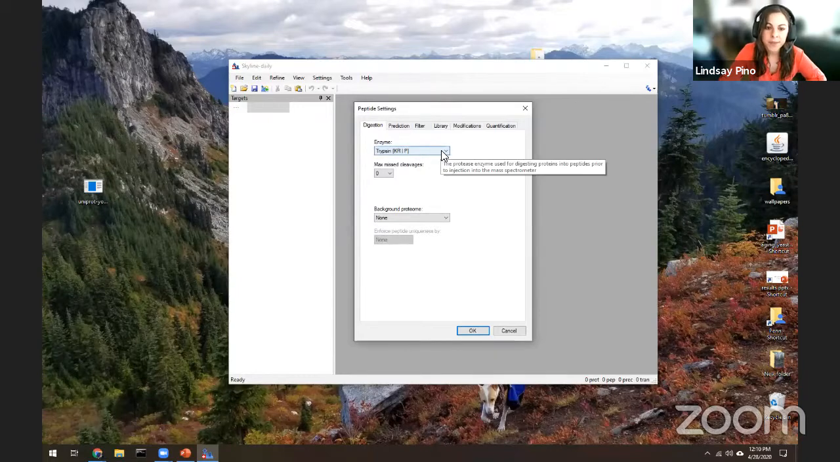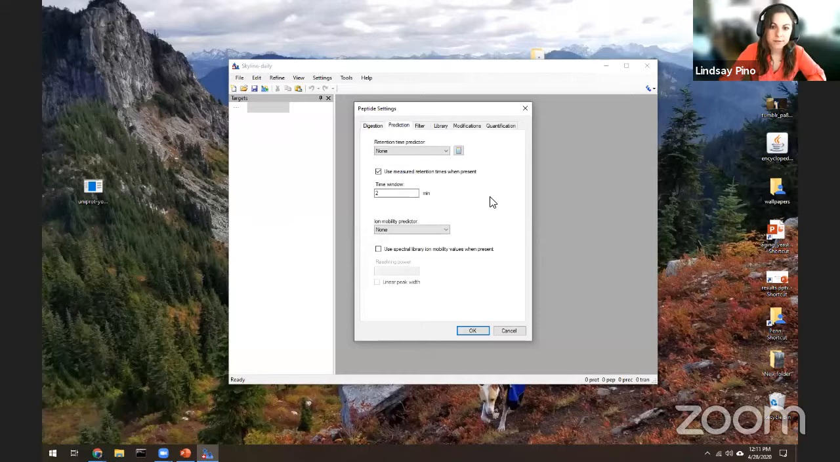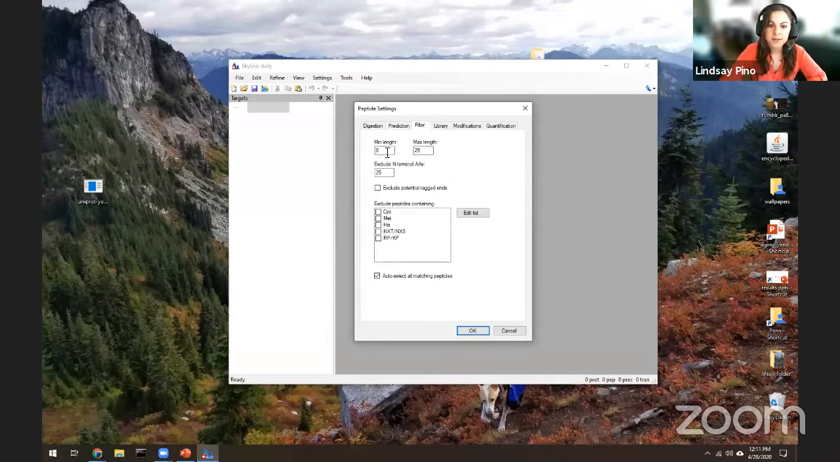Let's say in this experiment, I'm going completely vanilla experimental design. I'm going to use trypsin. I'll say I'm not interested in any missed cleavages. I want full cleavage. For the prediction tab, we're not going to enter anything here. For our filter, let's say a minimum of 7 amino acids, a maximum of 25, and let's set the exclude N-terminal amino acids to 0. So now we want the full sequence. We don't want to toss out any of the N-terminal.